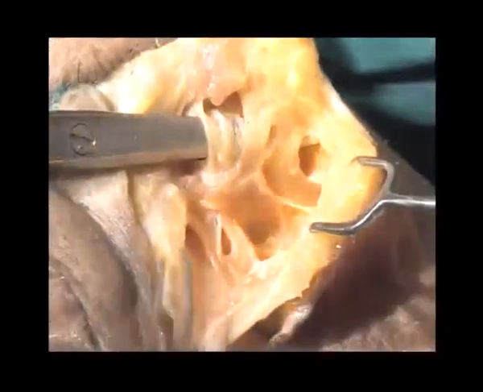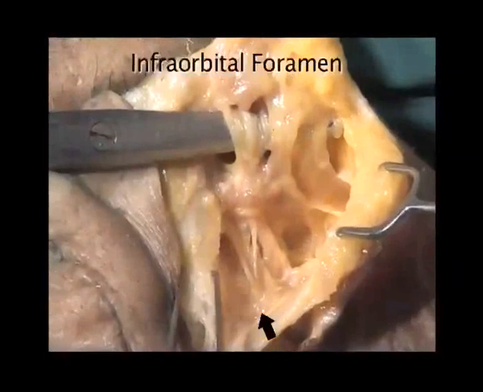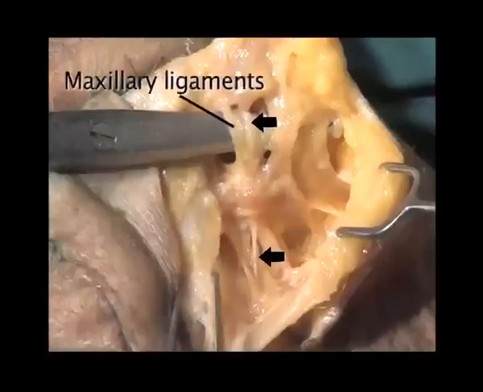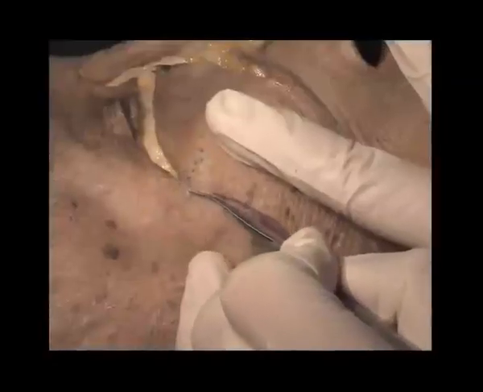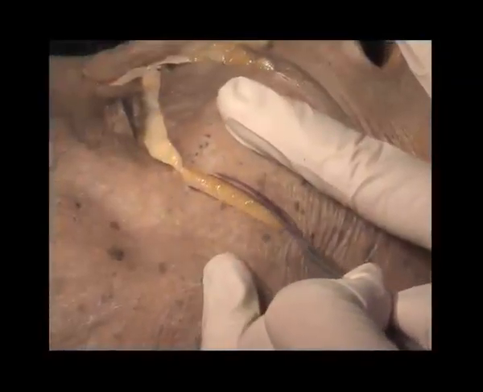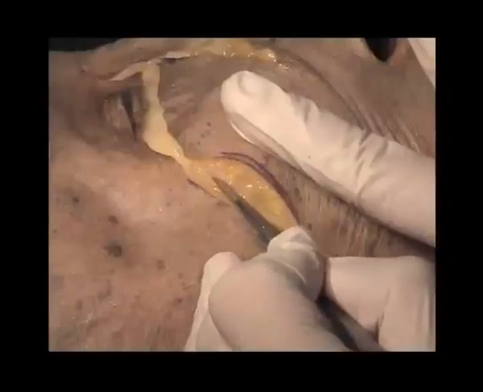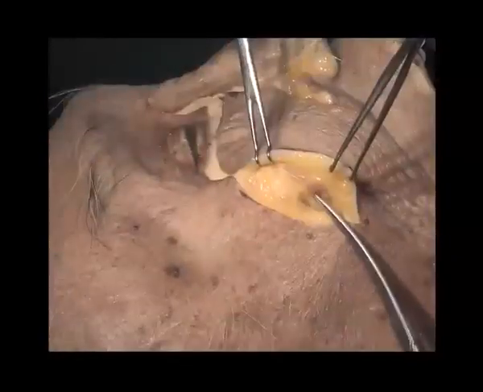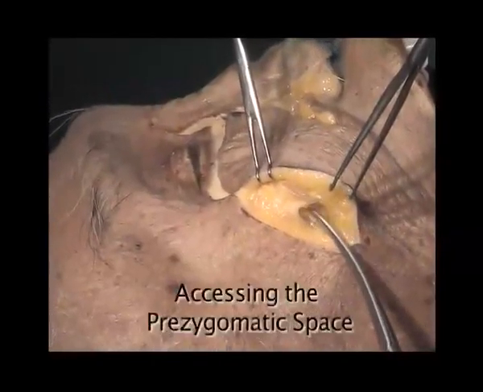Viewed from the top, the infraorbital nerve can be seen to exit the infraorbital foramen, run under the levator labii superioris, and transition to the superficial fascia in close association with maxillary ligaments. Turning to the prezygomatic space, an incision is made through the skin in orbicularis oculi. The prezygomatic space is then entered and developed bluntly.